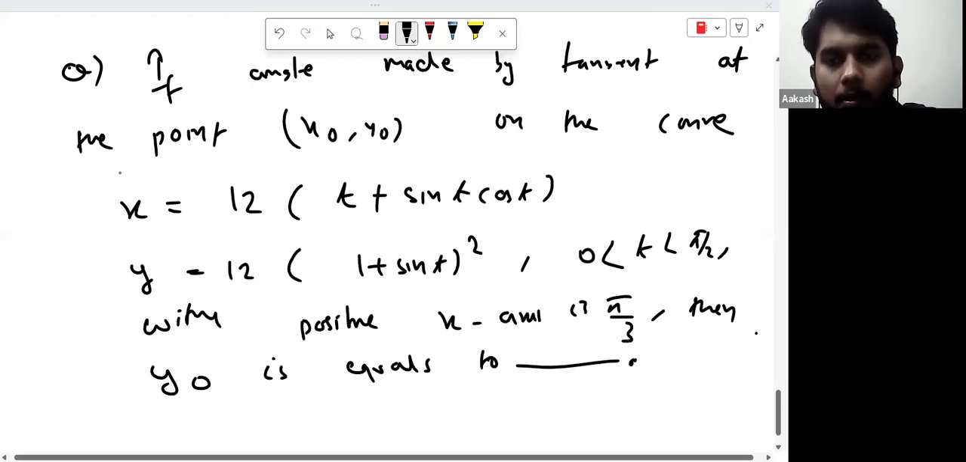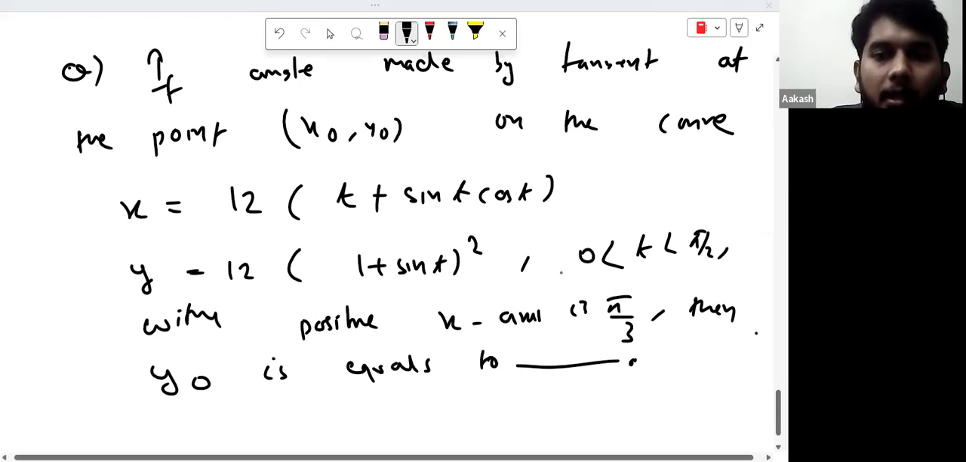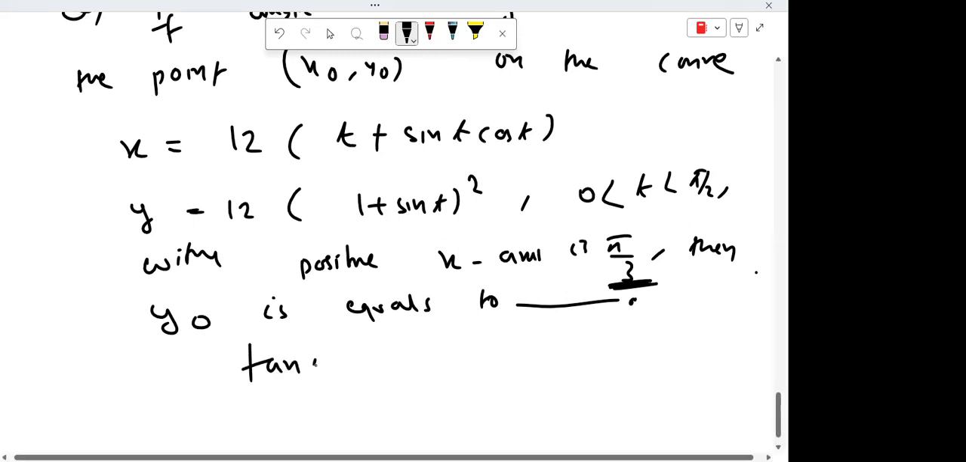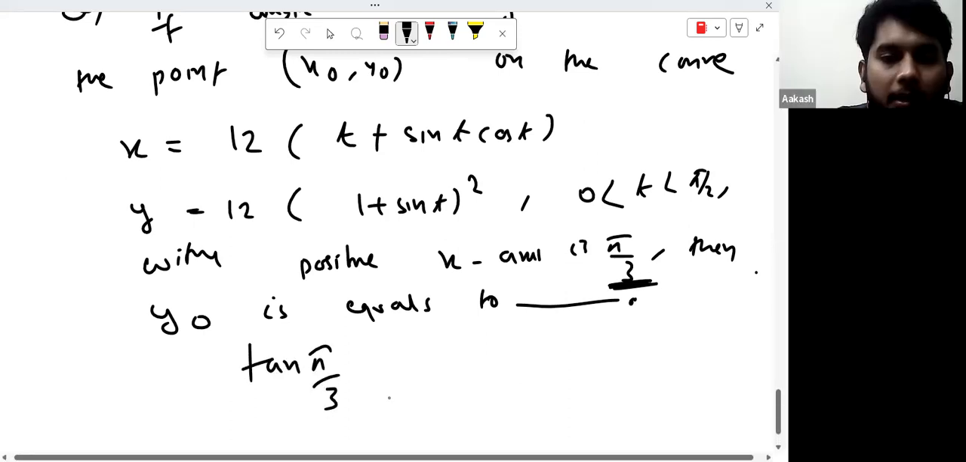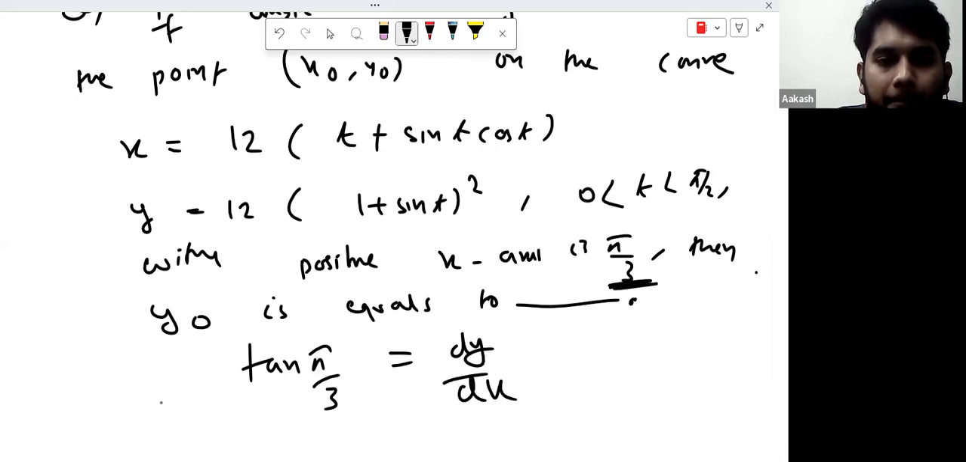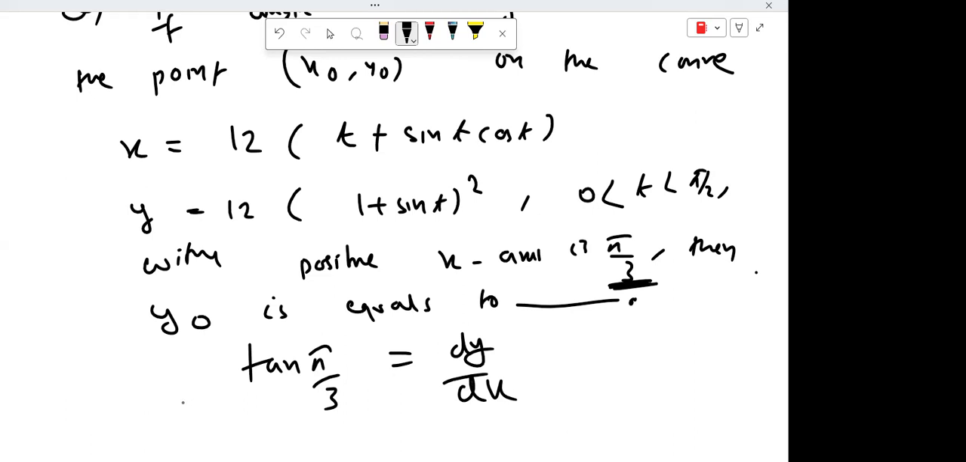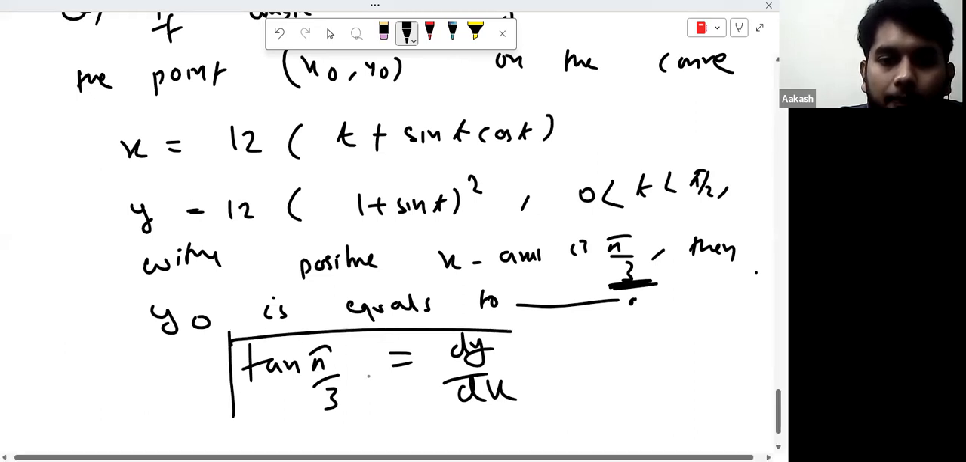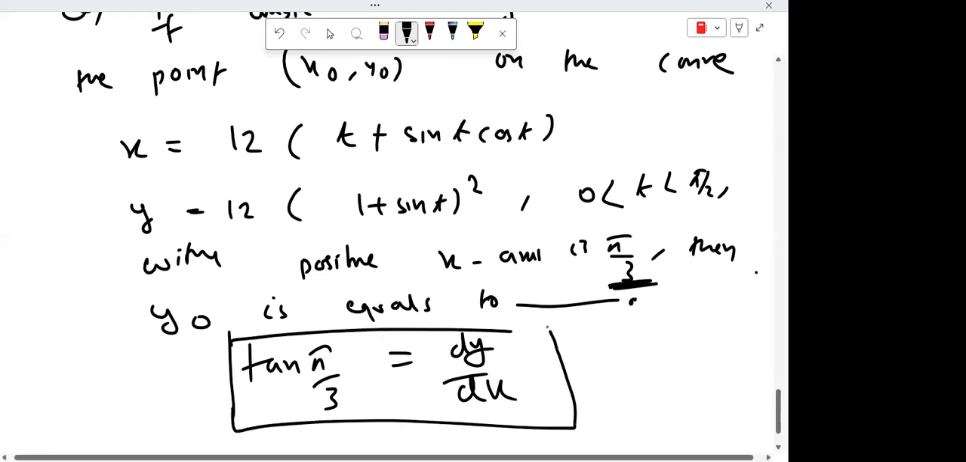Okay, so here if you read the question, they are saying angle made by tangent. That means they are giving you the slope. Tangent means tan theta. This is theta and slope is tan theta. So tan theta they have given you as tan pi by 3, and this is what we know as dy by dx. So all you have to do is find dy by dx and simplify, and you will get the answer. Okay, so please try to solve.